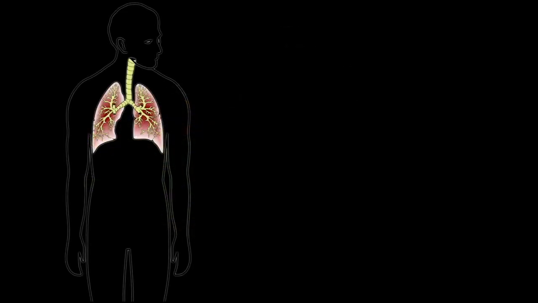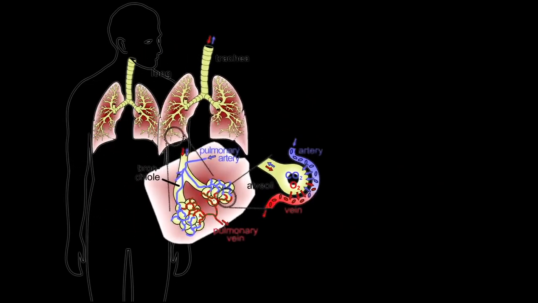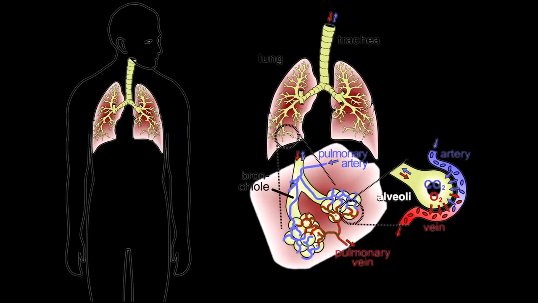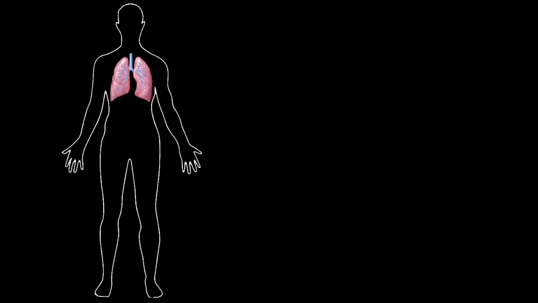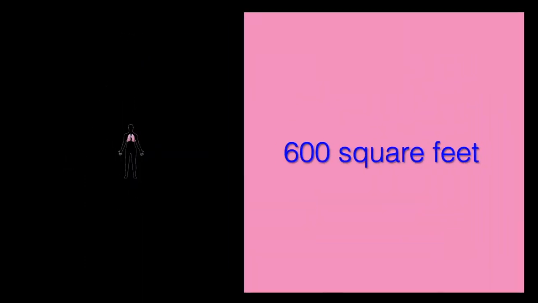We need even more complicated structures to increase the surface area of our lungs. They're broken up into about 600 million tiny little chambers called alveoli. Each alveolus is about 8/1000ths of an inch in diameter, barely visible to the naked eye. If you could lay out flat all the alveoli, the total surface of all those tiny chambers adds up to at least 600 square feet.